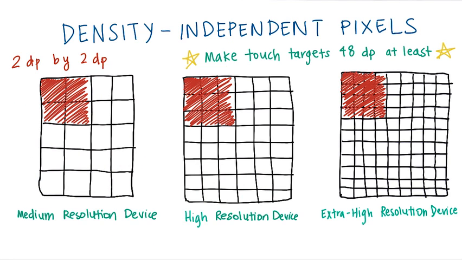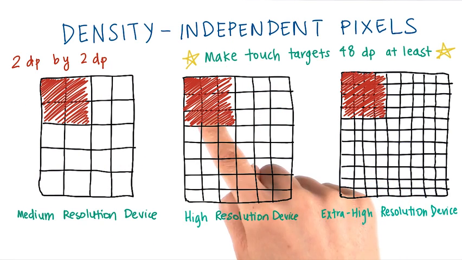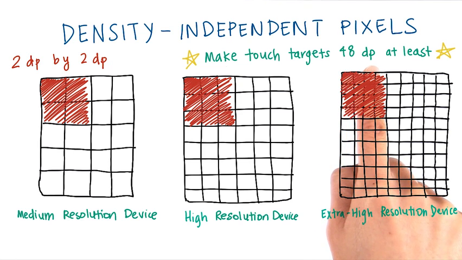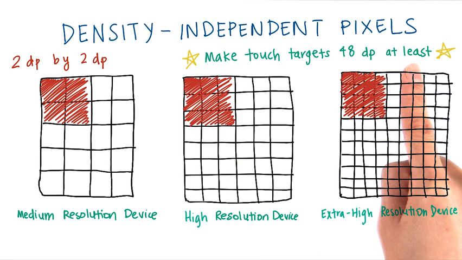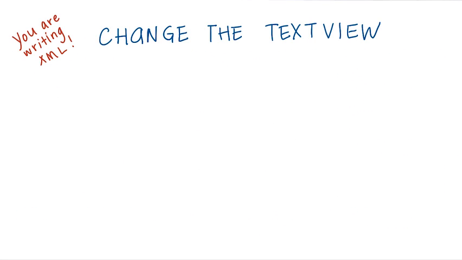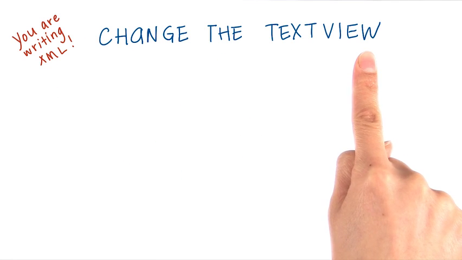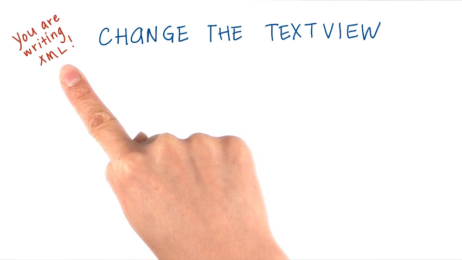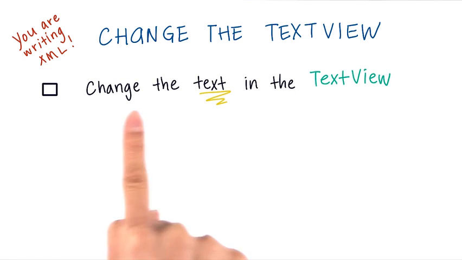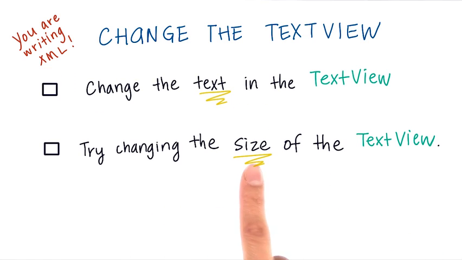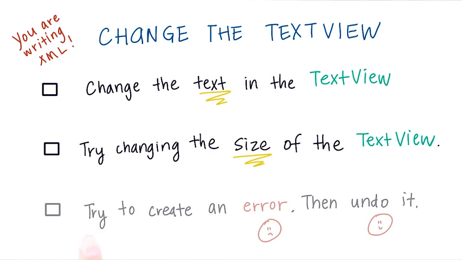When designing your apps, we recommend that all touch targets, like buttons, should be at least 48 dips tall and wide. Notice that it says 48 dips and not 48 pixels. Otherwise, it would be really tiny on this extra high resolution device. This will make your app easy to use for everyone. So with all of this knowledge, I want you to try and change the TextView code now. You're going to be writing your very first lines of XML. How exciting! So first, try to change the text in the text view, and then try to change the size of the text view. Then, I want you to try to create an error, sad face, and then I want you to undo it, happy face.